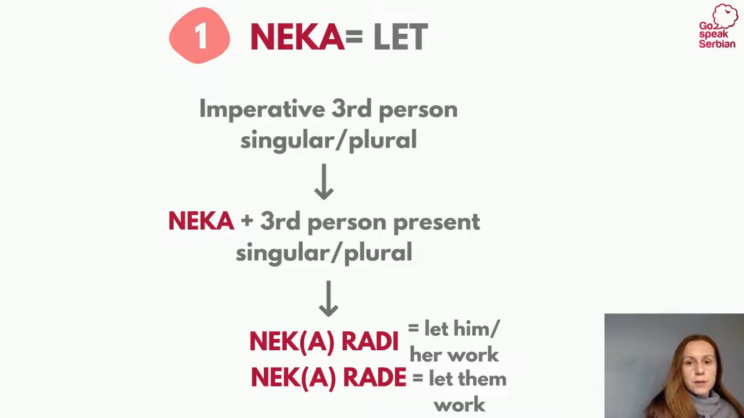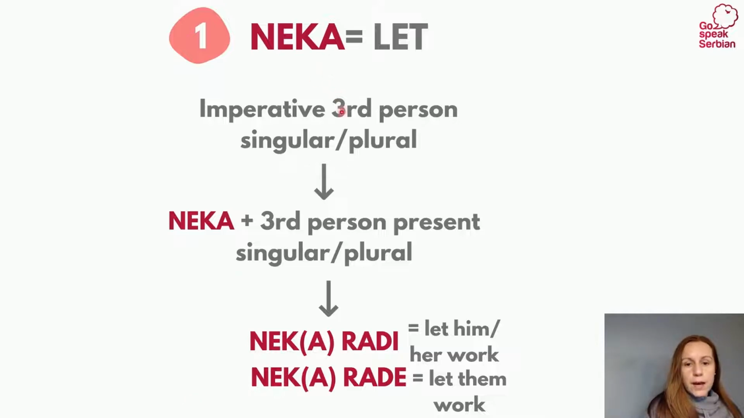Because we use it to express commands, we have imperative most commonly in second person singular, for example, idi, go, directed at one person, or idite, go, directed at more than one person, or in the first person plural, idemo, let's go. However, we can express command or request in third person singular and plural as well, which is where this word neka comes in.